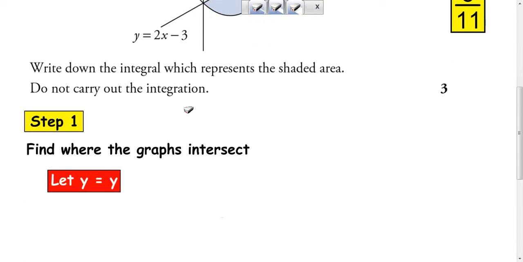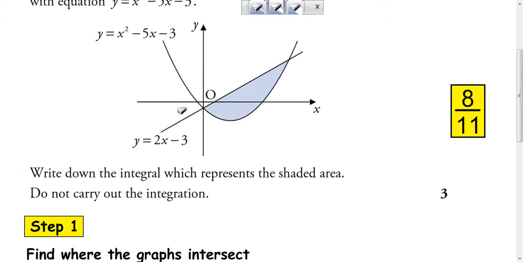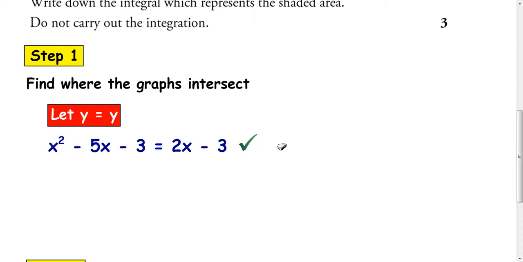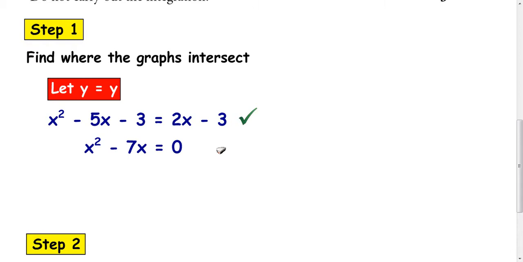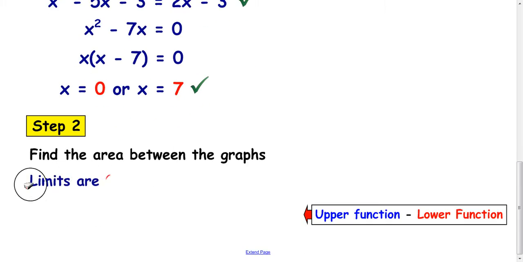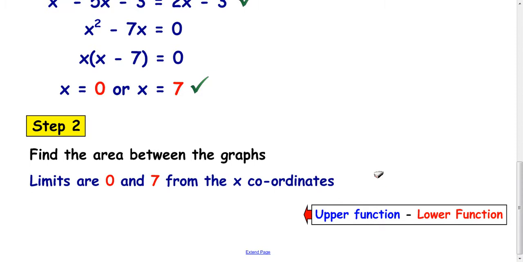The easiest way to do that is let y equal y, find out where the two graphs intersect each other. So doing that gets you a mark. Take everything over one side, so you're going to subtract 2x to get minus 7, you're going to add 3 to get 0, so you're just going to end up with this. Take out a common factor of x, and you're going to get either x is 0 or x is 7 for your second mark. So we have to integrate using 0 and 7 as our limits.